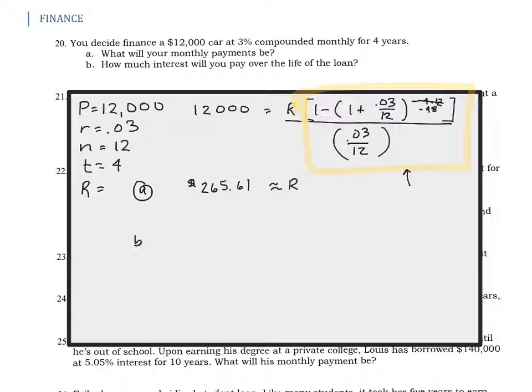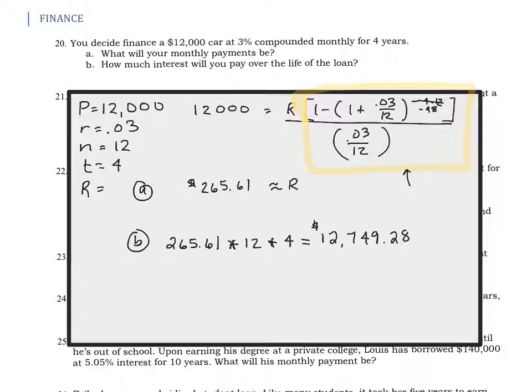All right, in B, they said, how much interest will you pay over the life of the loan? Well, you are paying the bank or the lending institution $265.61. You're paying this every single month for 4 years. So the total amount that you're paying to the finance company is $12,749.28.